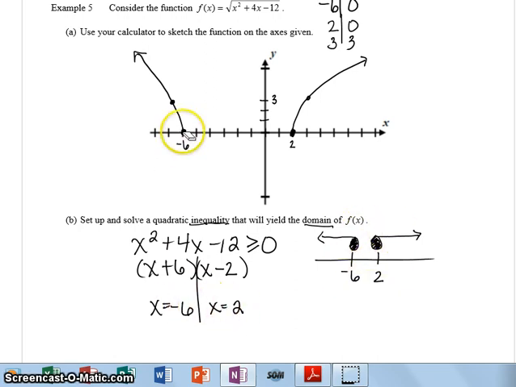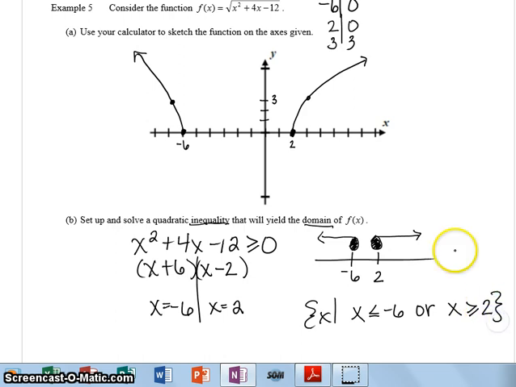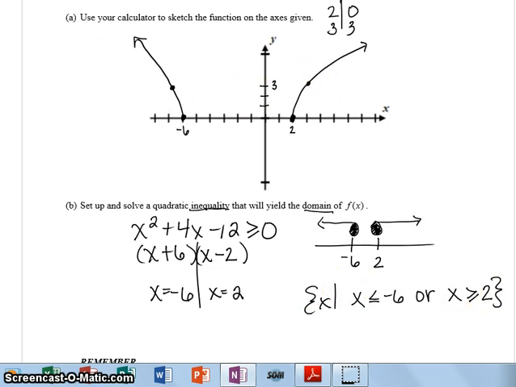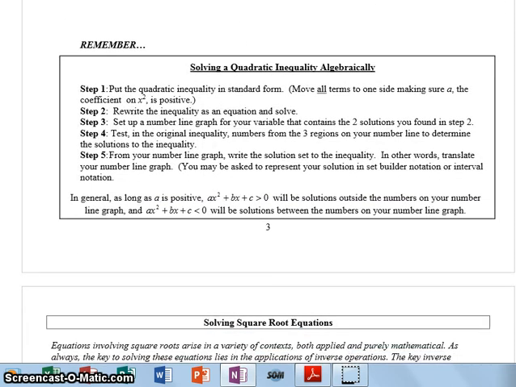Why does this make sense? Look up here, guys. It's anything from negative 6 and less. That means for all x such that x is less than or equal to negative 6, so negative 6 and lower, or, because it's a disjunction, x is greater than or equal to 2. So anything here and higher. This should make sense. You should be going, oh yeah, that's why this graph looked like that. And those are just the steps if you forgot.